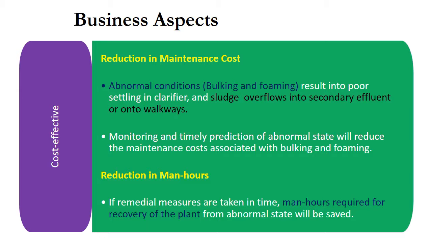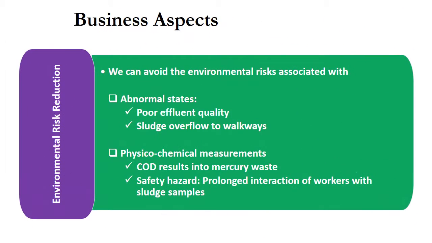The third advantage is reduction in man hours. If remedial measures are taken in time, man hours required for recovery of the plant from abnormal states will be saved. We can also avoid the environmental risks associated with abnormal states and physicochemical measurements such as poor effluent quality, sludge overflow to walkways, mercury waste, and prolonged interaction of workers with sludge samples.